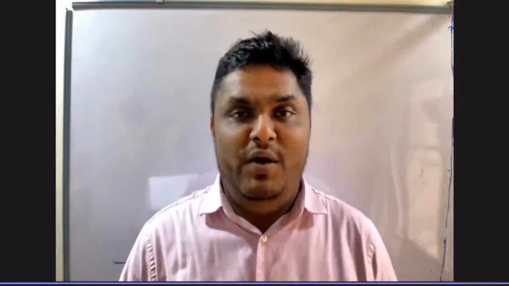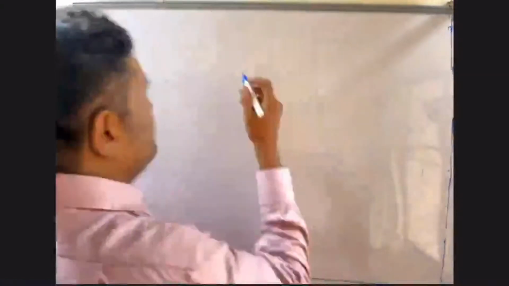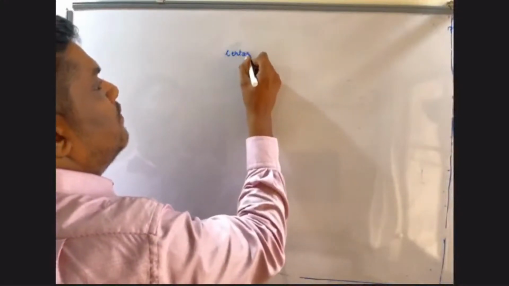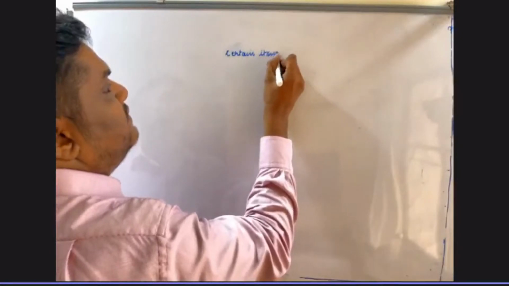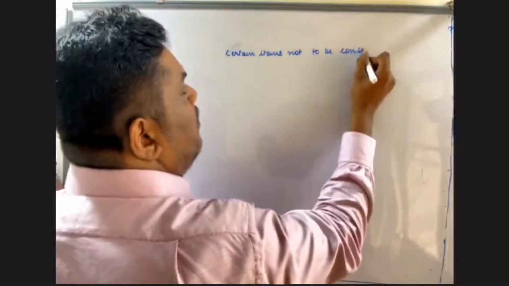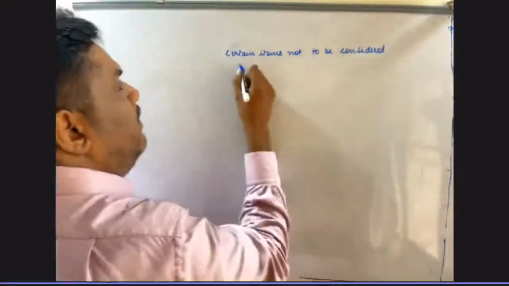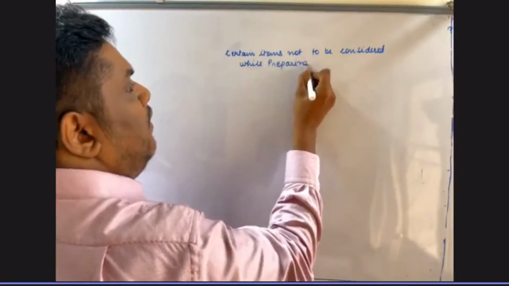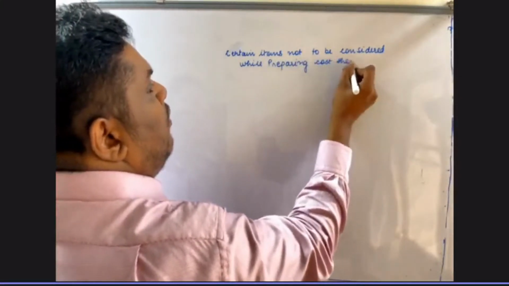So now the cost sheet statement is over. The valuation, how to value closing stock, is over. Now the last part, that is, there are certain items not to be considered while preparing cost sheet. Certain items not to be considered while preparing cost sheet.